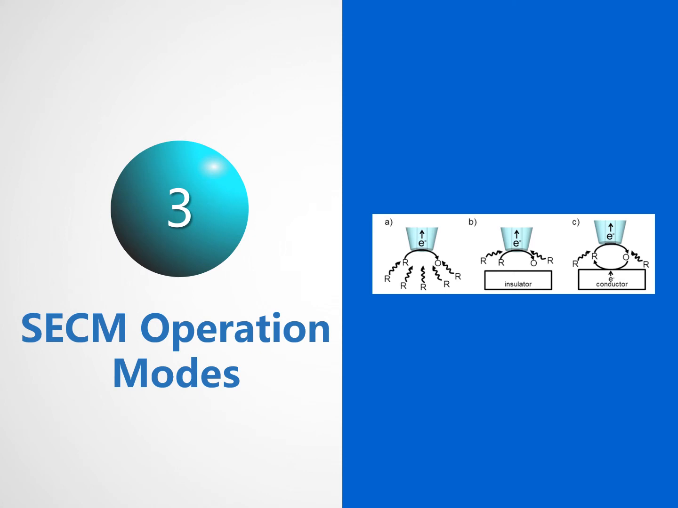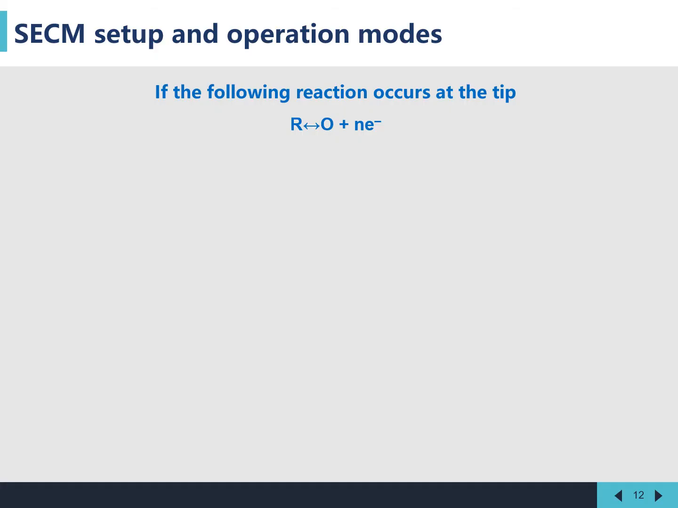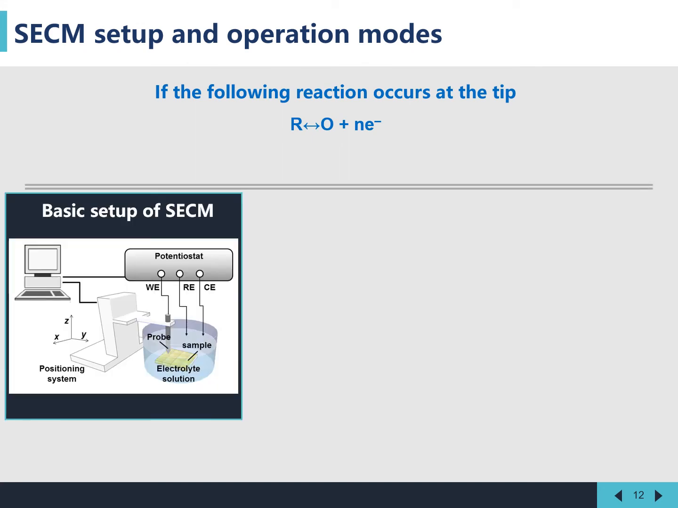In the third part, different SECM operation modes will be explained. It's very important that you choose the correct operation mode during the experiment. The basic setup of SECM is like this. A probe is connected to a positioning system which can move in the XYZ direction, so that the probe can scan over the sample surface, or approach the sample surface vertically.